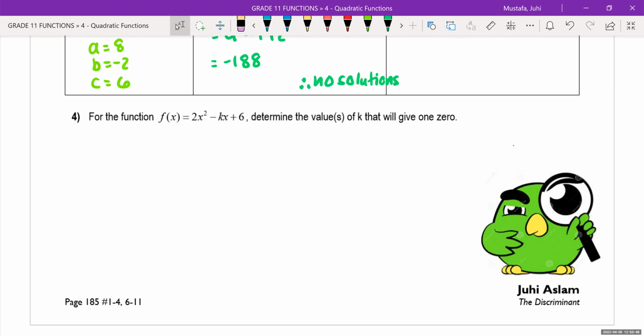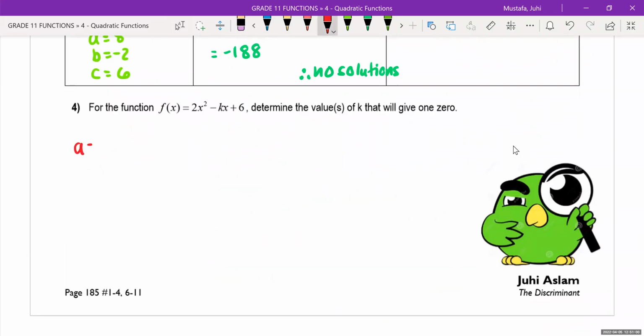For the function f of x is equal to 2x squared minus kx plus 6, determine the values of k that will give only 1 zero. So in this example, we recognize that your a value is 2, your b value is negative k, and your c value is positive 6. And because we're only going to get 1 zero, it means our discriminant has to equal 0, right? Because when there's only 1 zero, the discriminant is equal to 0.